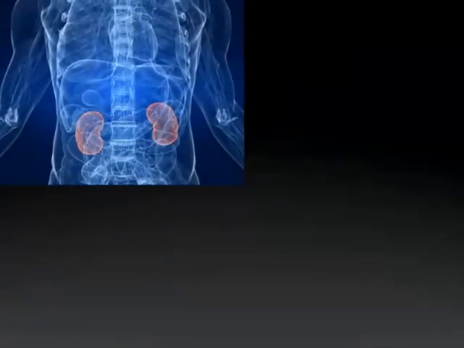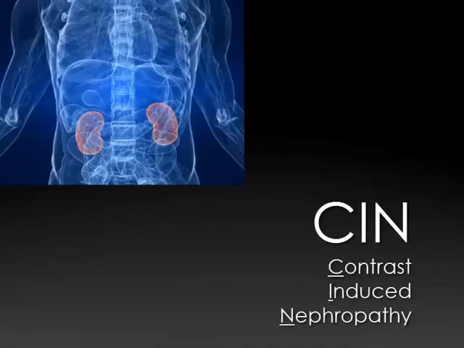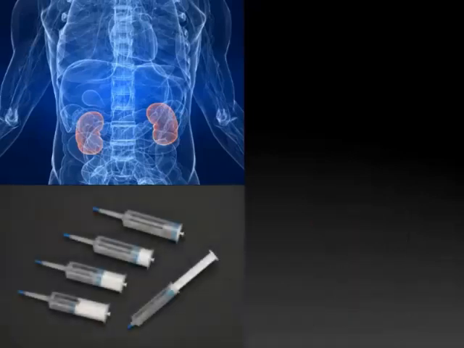The term nephropathy technically denotes any condition or disease affecting the kidney. However, it is sometimes used synonymously with renal impairment. Contrast-induced nephropathy, which we'll just call CIN, is an acute impairment of renal function subsequent to the intravascular administration of contrast material, for which all other causes have been excluded.